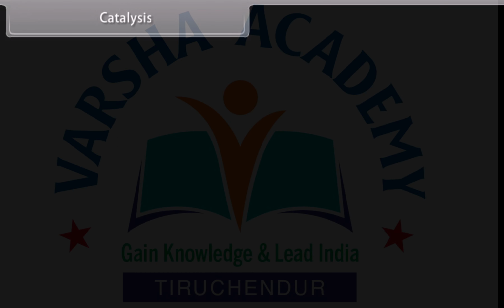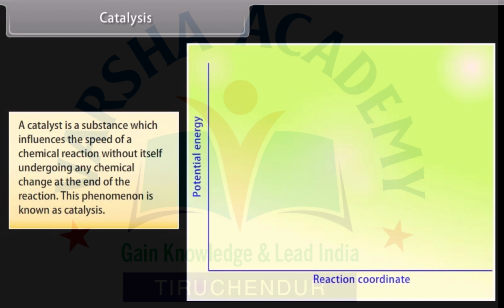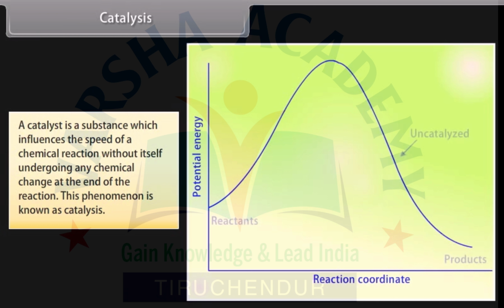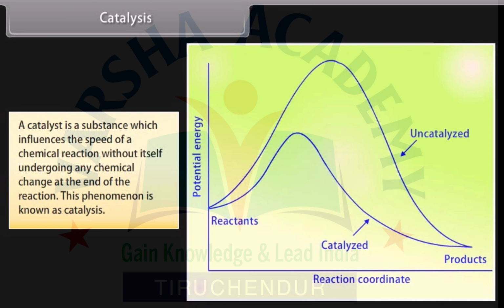Catalysis. A catalyst is a substance which influences the speed of a chemical reaction without itself undergoing any chemical change at the end of the reaction. This phenomenon is known as catalysis.